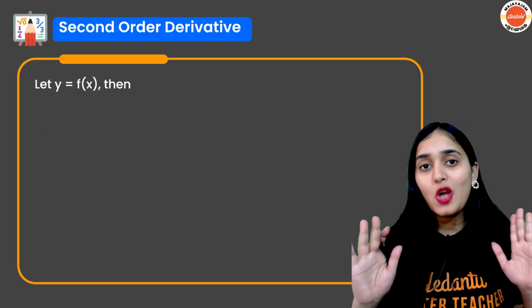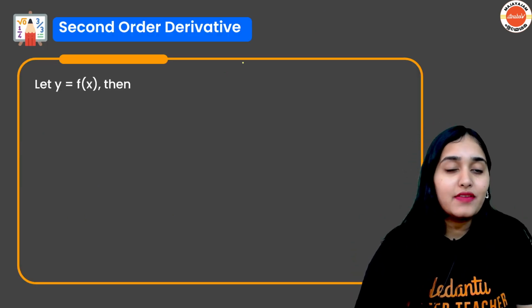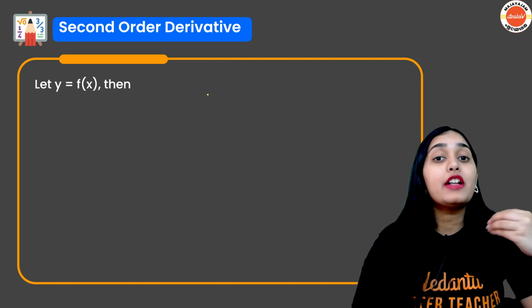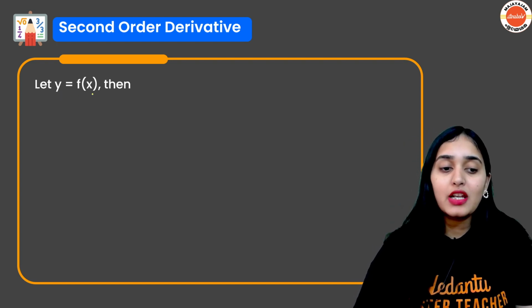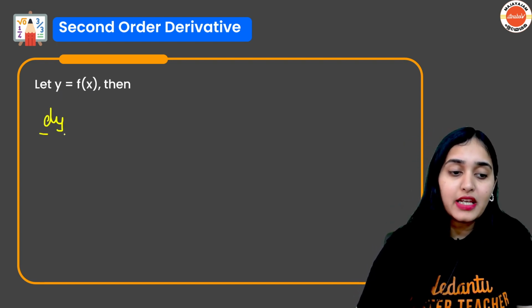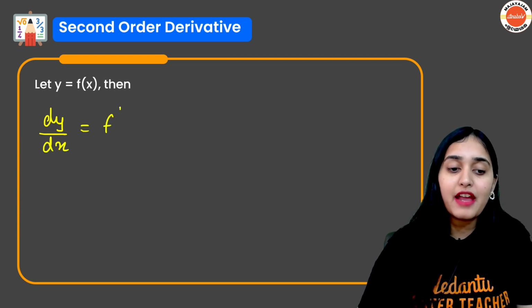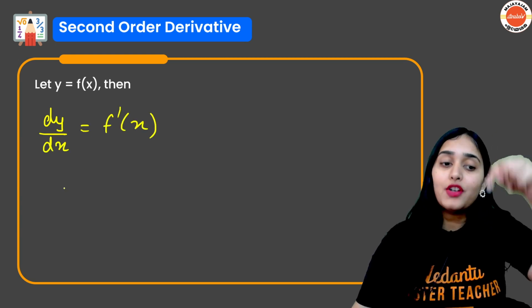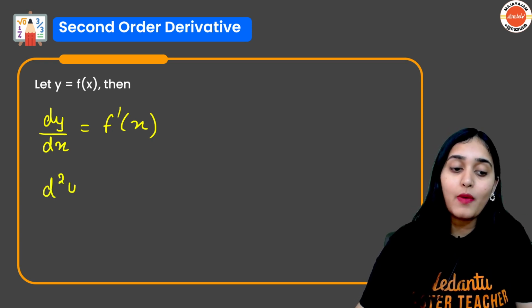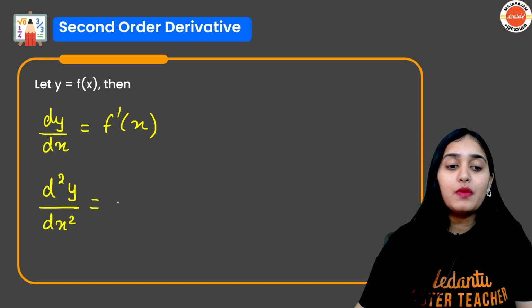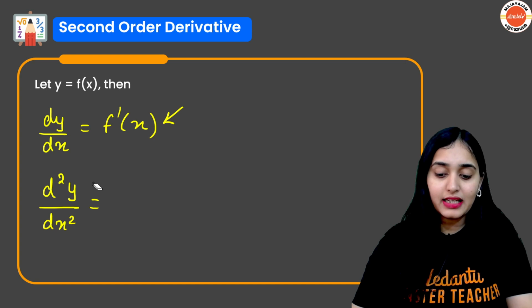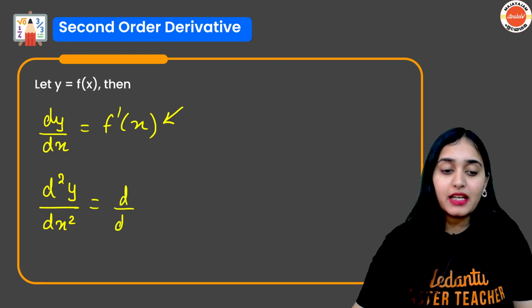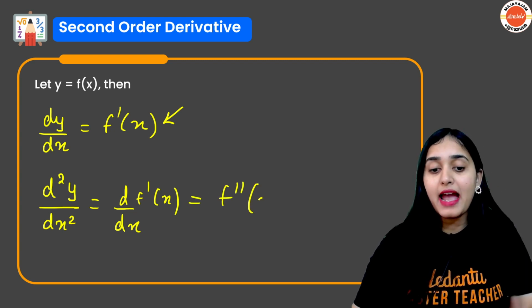Okay. Last topic of the day, second order derivatives. Now what is a second order derivative? It is when you differentiate the function 2 times. So first, suppose your function is f of x. If you differentiate it with respect to x, you get f dash of x. Again, if you differentiate it one more time, you get d square y by dx square, which will be differentiating f dash of x, which will be equal to f double dash of x.